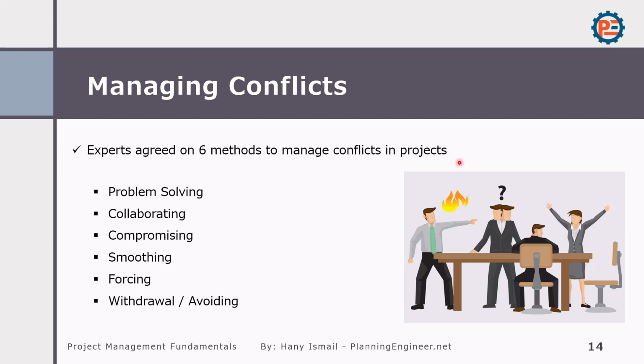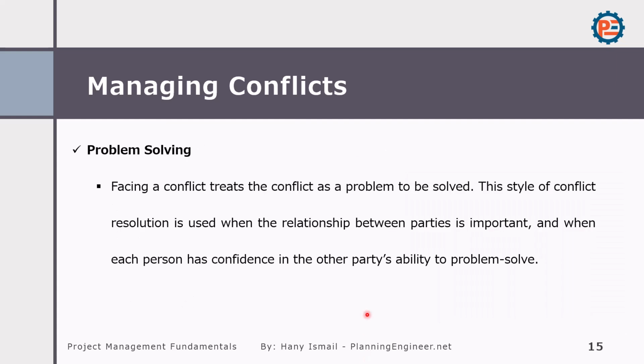Conflict means two parties are not in agreement on something. So, in order to resolve this conflict, you might choose one of these 6 methods: problem solving, collaborating, compromising, smoothing, forcing, withdrawing or avoiding. Let's have a look at each style.